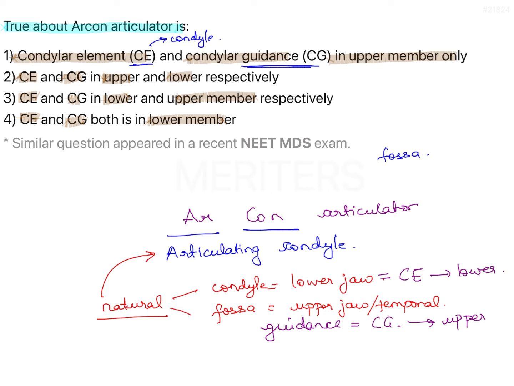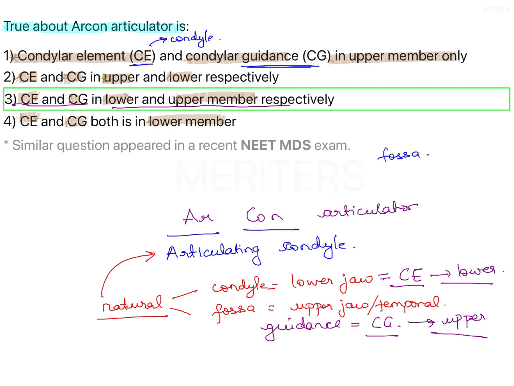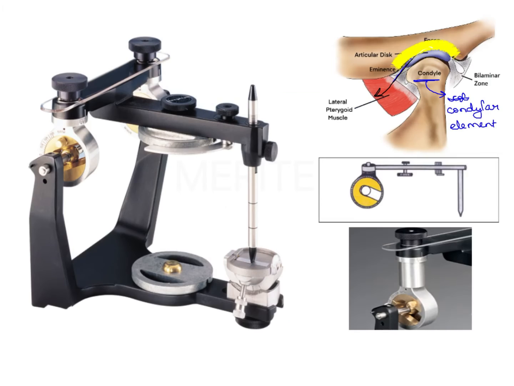So, which option says that condylar element is in lower and condylar guidance is in upper? Option number 3. Okay, so the correct answer is option number 3. But I would still want you to understand this a little further with an articulator as an example. See, this is a Hanau H2 model.